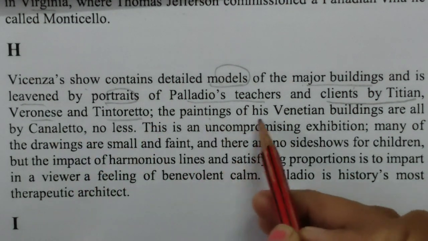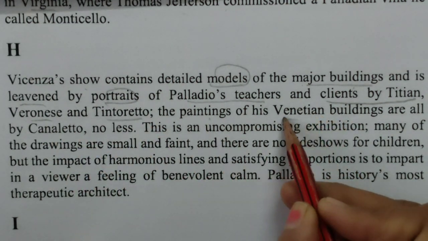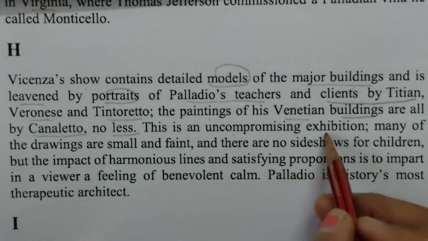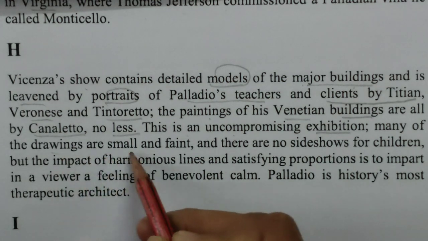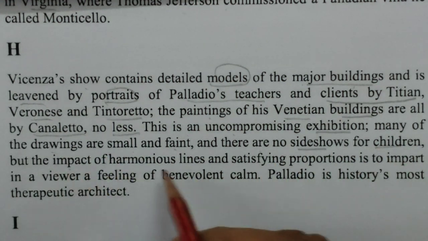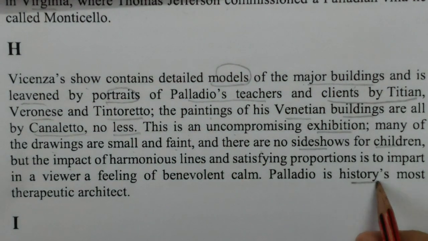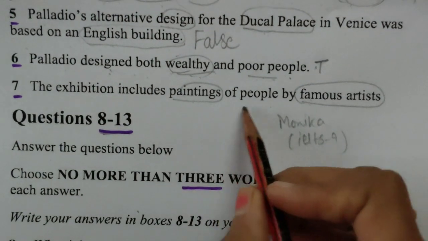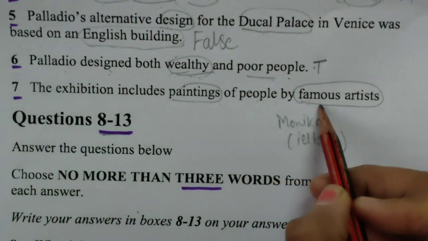Vernos this, the paintings of his Ventinier buildings are all by this, no less. This is an uncompromising exhibition. Many of the drawings are small, faint, and there are no sideshows for children. Okay, history's most therapeutic architect. Okay, includes paintings of people by famous artists.